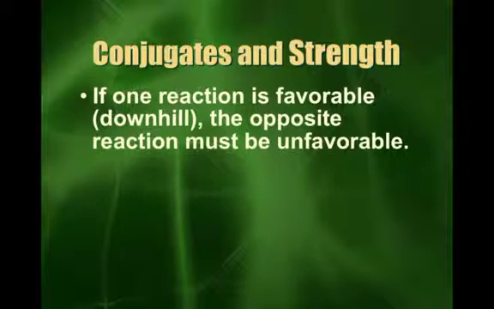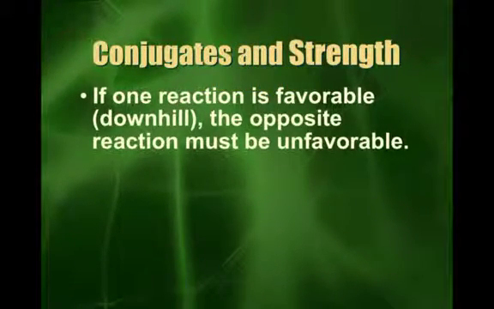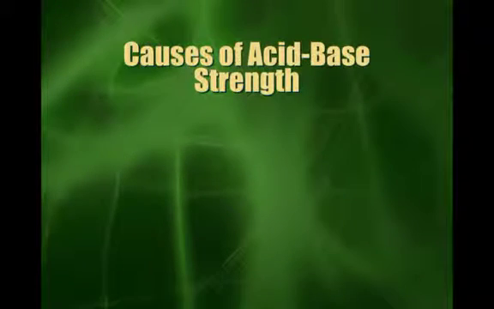If one reaction is favorable, meaning it's going to happen or it's going to be downhill energy-wise, the opposite reaction must be unfavorable. That's just equilibrium when it comes to the conjugate strengths. If one reaction is favorable, the opposite reaction must be unfavorable.